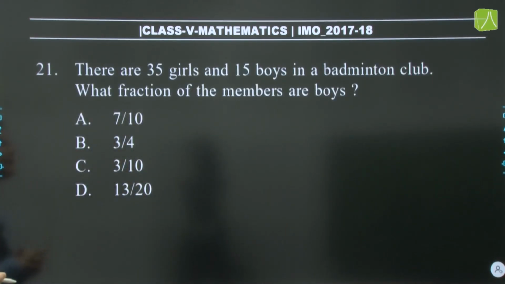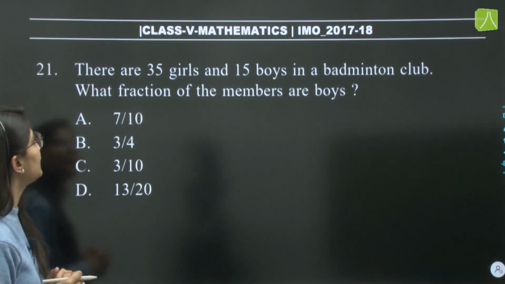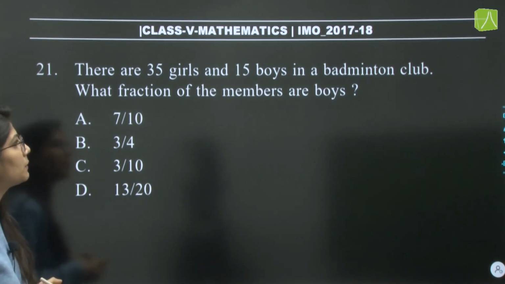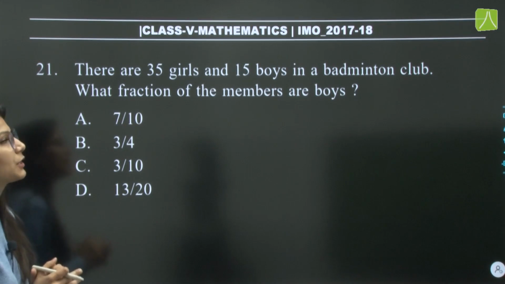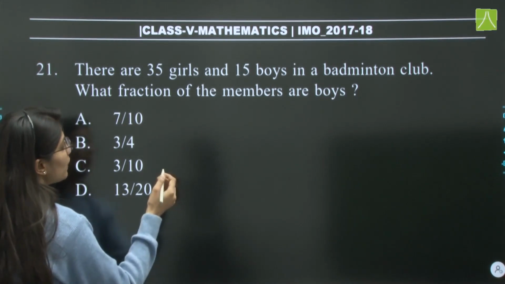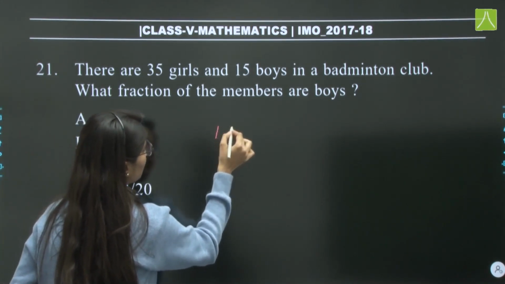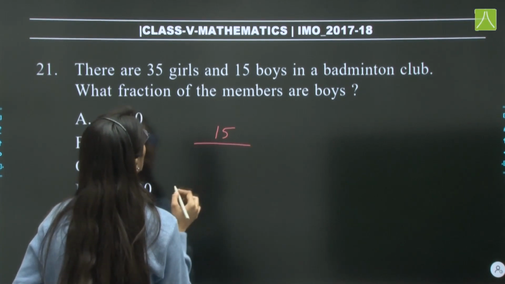There are 35 girls and 15 boys in a badminton club. What fraction of the members are boys? You have to find out the fraction of boys. So how can we find it out? The number of boys divided by the total number of students.